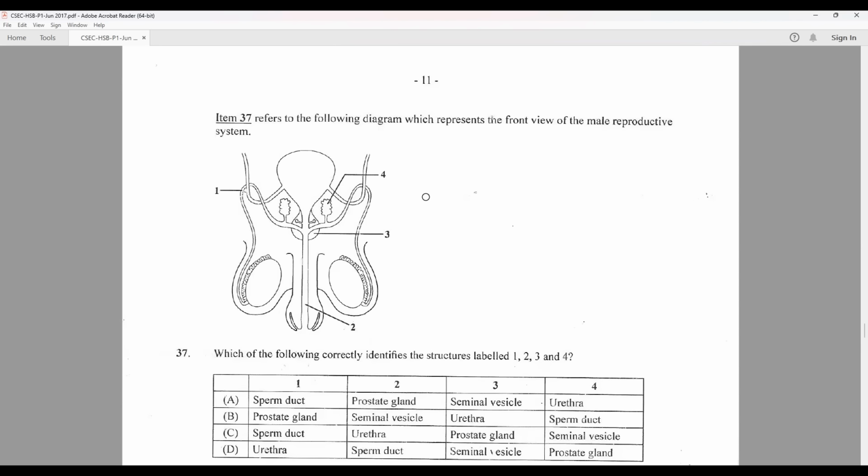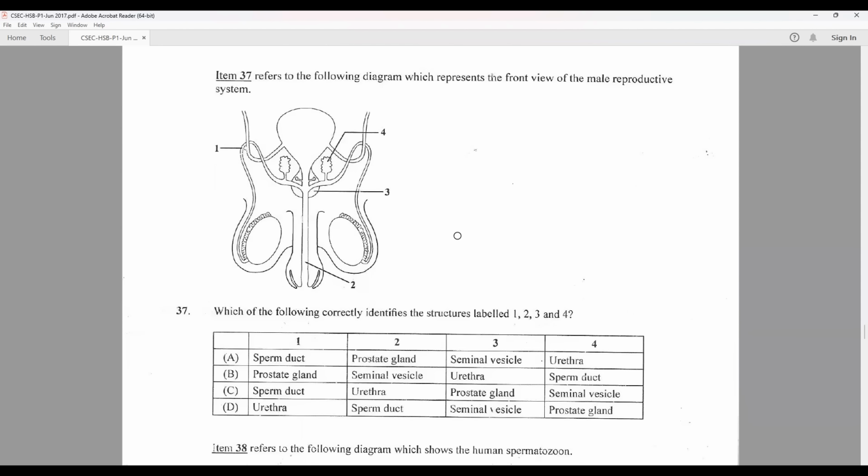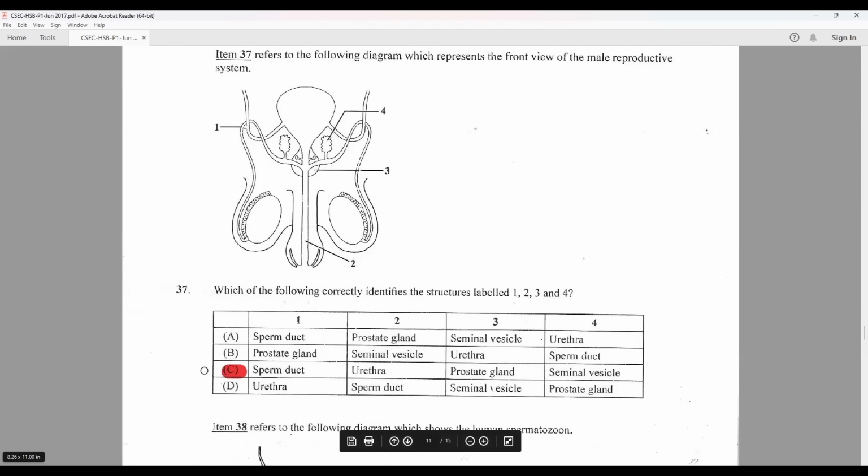Item 37 refers to the following diagram, which represents the front view of the male reproductive system. Which of the following correctly identifies the structures labeled 1, 2, 3, and 4? We have 1, the sperm duct. 2, the urethra, which runs through the penis. 3, the prostate gland. 4, seminal vesicles. So the one that corresponds to that is C.